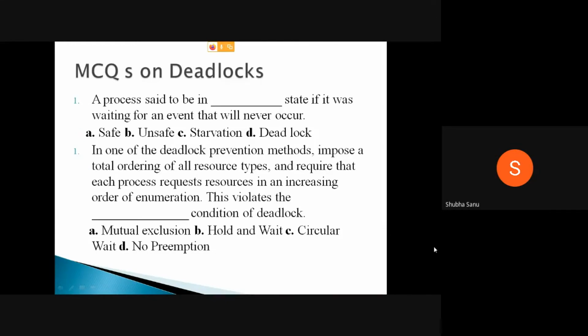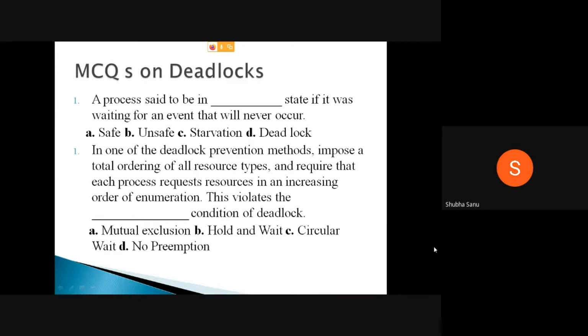Now we will discuss a few multiple choice questions on deadlocks. A process said to be in dash state if it was waiting for an event that will never occur. Please read the question once again. A process said to be in dash state if it was waiting for an event that will never occur.